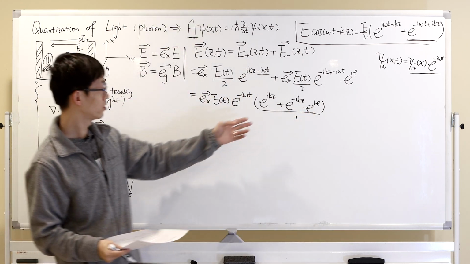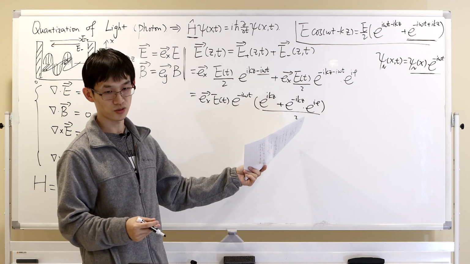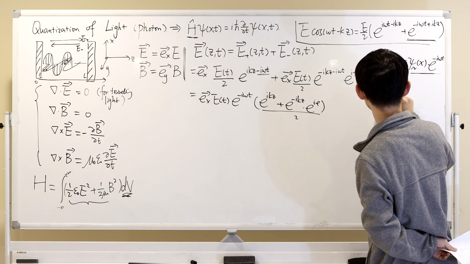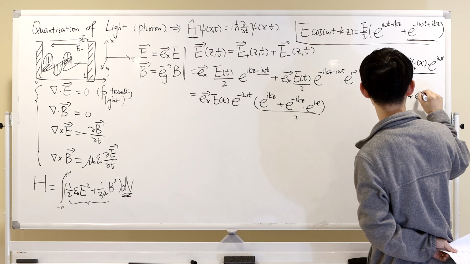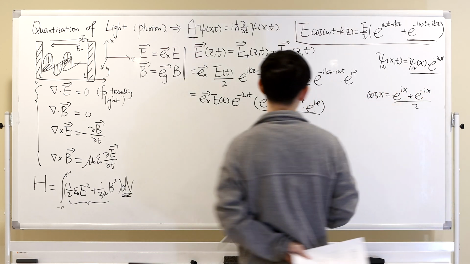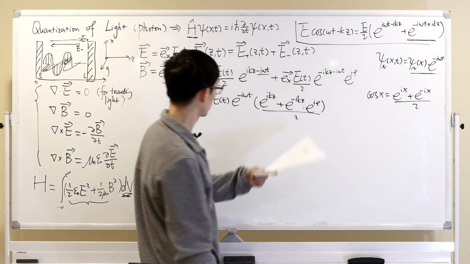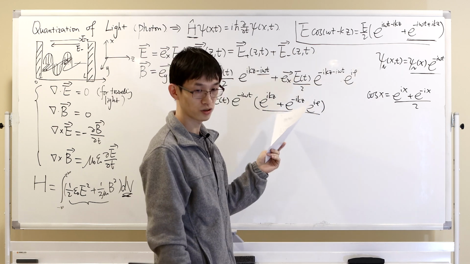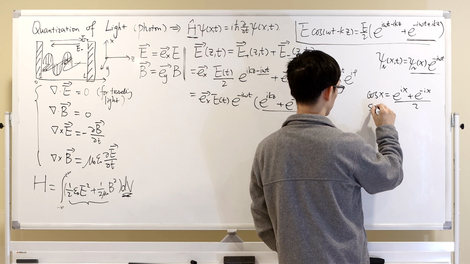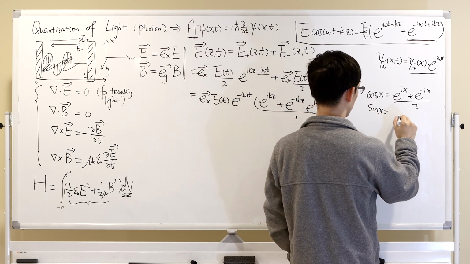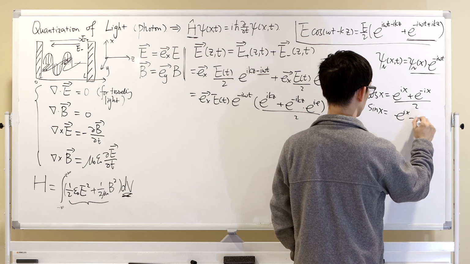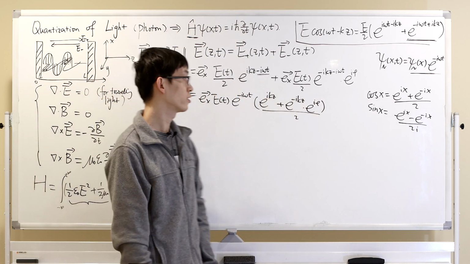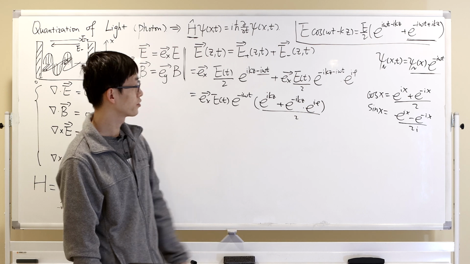Okay, so here you actually have a chance to make this extremely simple. Because if you remember, cosine x equals e to the i x plus e to the minus i x divided by 2. So if you choose phi to be 0, then you can actually return this to cosine. And a second way to do this is to make it into sine, which is e to the i x minus e to the minus i x divided by 2i. You can do either way, and here people actually prefer to use sine.